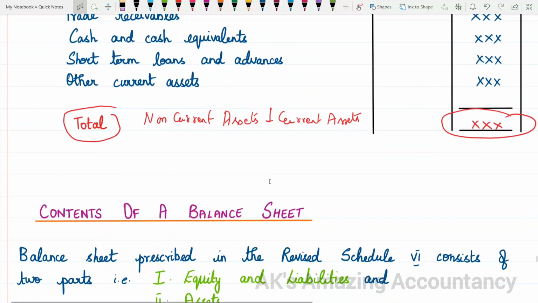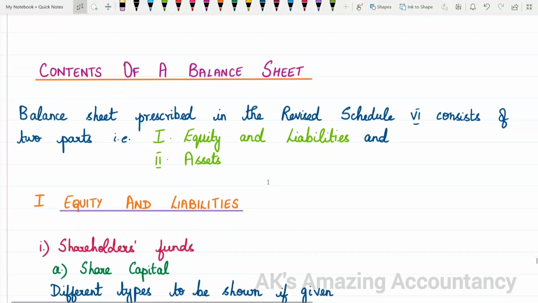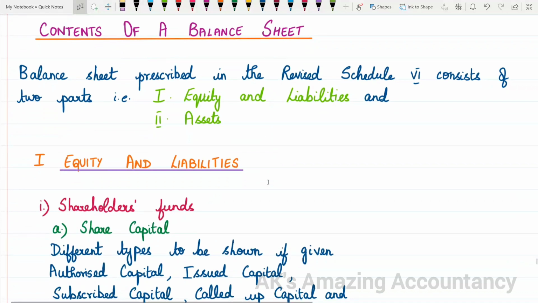Now in today's video I'm going to tell you about the contents of the balance sheet in detail. So the balance sheet prescribed in the revised Schedule 6 consists of two parts. What are the two parts we have? The first part is equity and liabilities, and this will be followed by assets. Remember, the balance sheet is going to be prepared in a statement form, so assets will just follow the equity and liabilities. Now, under equity and liabilities, let us see what all will come.